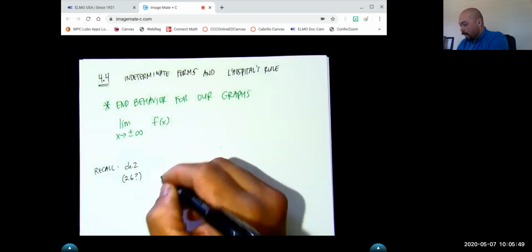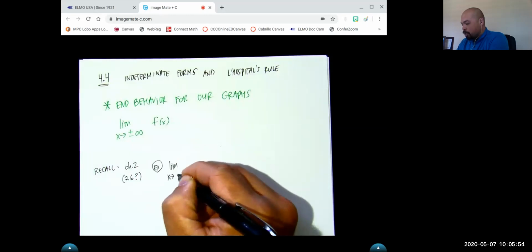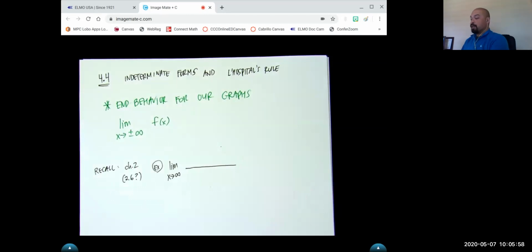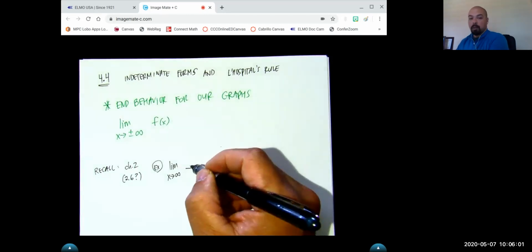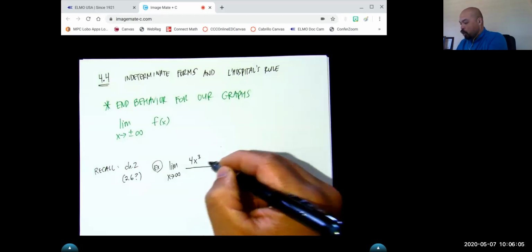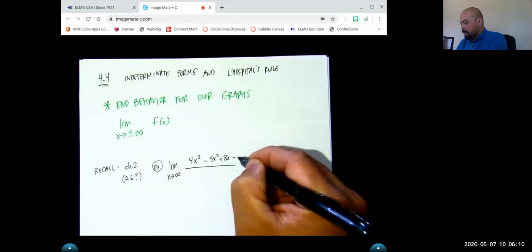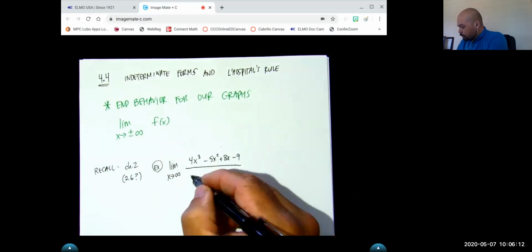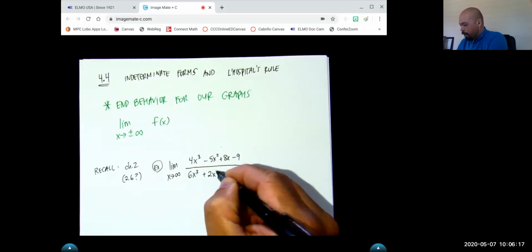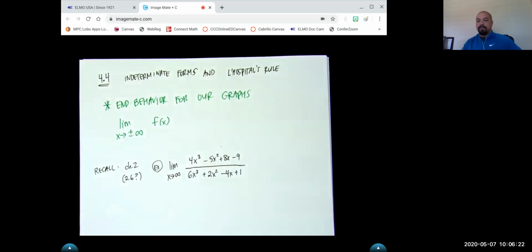But remember we had taken, for example, a problem where we had this limit as x goes to infinity of our rational expression, most common, right? We had those shortcuts we would do in pre-calculus. We learned a more formal kind of calculus version of this. Like 4x cubed minus 5x squared plus 8x minus 9 over, in this case, let's say 6x cubed plus 2x squared minus 4x plus 1 is making up this function, okay?